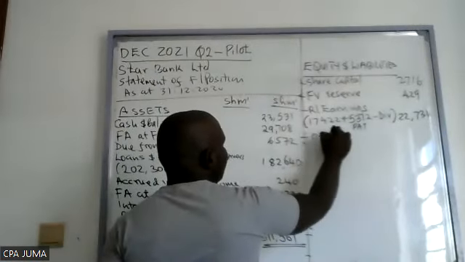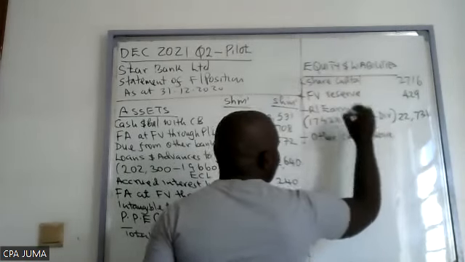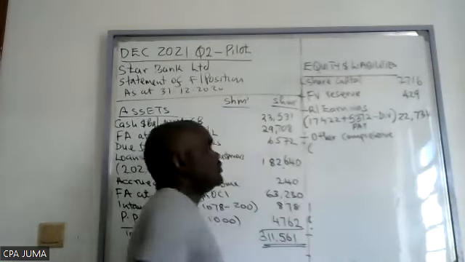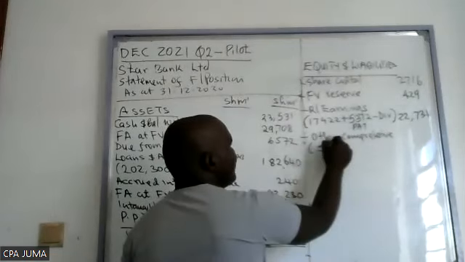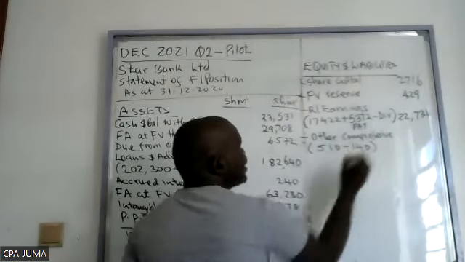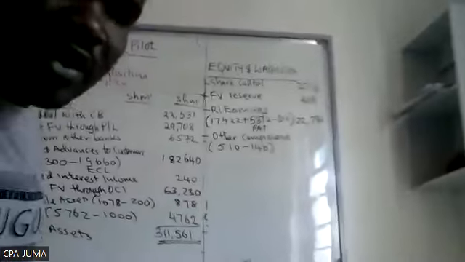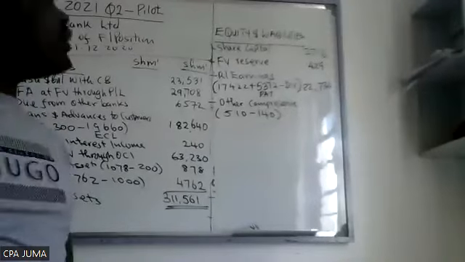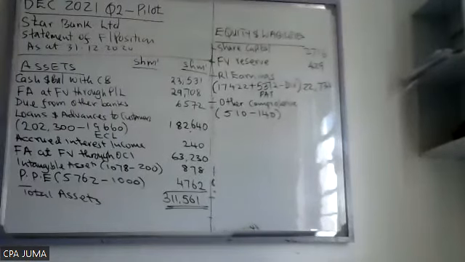Other comprehensive. There was 510, you need to bring one figure. There was 510. I remember there was a loss of 140. There were two of them. There was the 510 and there was the 140. Giving us 510 minus 140 should be how much? 370. That should be 370.